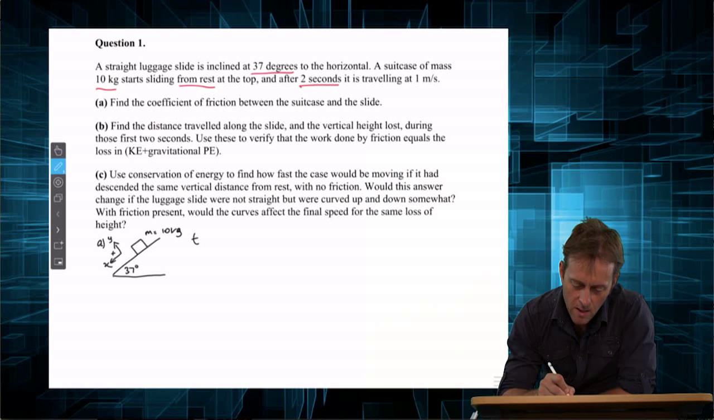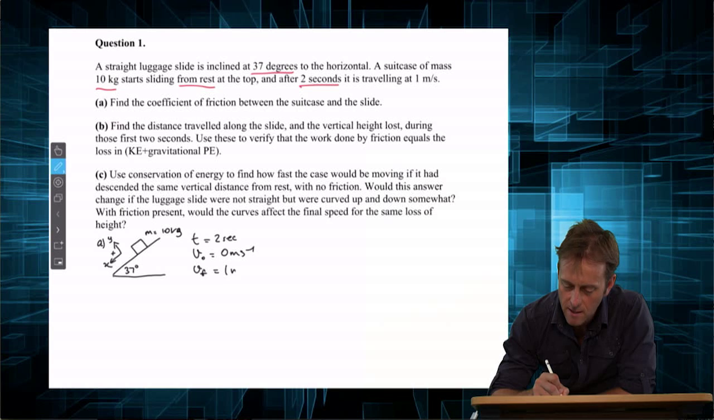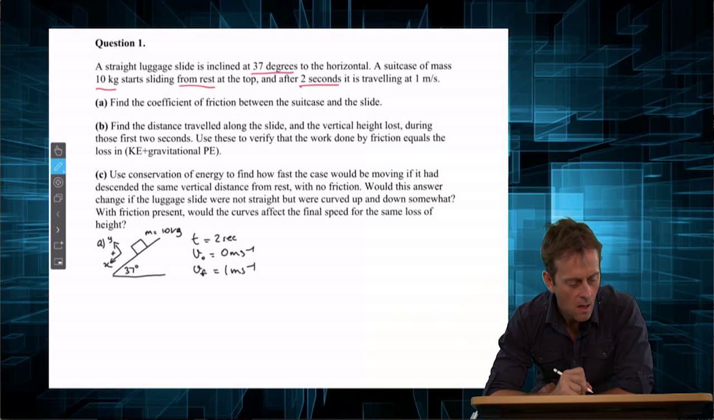Write down some of our kinematics. t equals 2 seconds, so that's after 2 seconds we're looking at. v naught is 0 meters per second, starting from rest. And v final is 1 meter per second. Okay, so that's what we have.